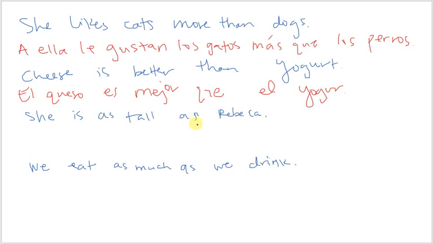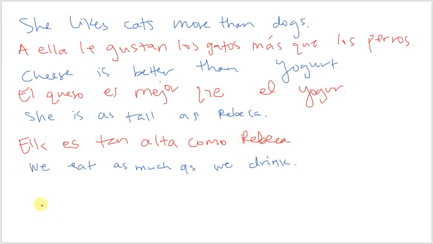She is as tall as Rebecca. Ella es as adjective as. So we're going to do the tan form plus the adjective, which is going to be alto or alta. Ella is feminine, so it's going to be alta, and then como. Tan, adjective, como. Rebecca.